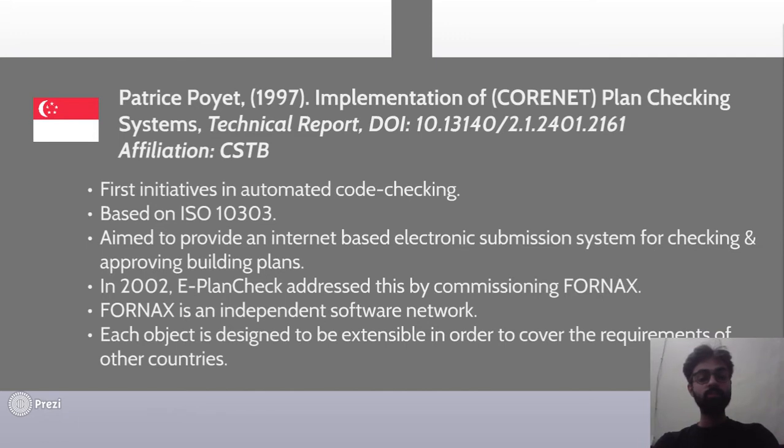Then in 2002, this was carried forward by commissioning Fornax, which was addressed by ePlanCheck. Fornax is an independent software network where each object is designed to be extensible in order to cover the requirements of other countries also. So this was a huge breakthrough for the automated code checking system. I should say the first initiative, and this was a remarkable thing.